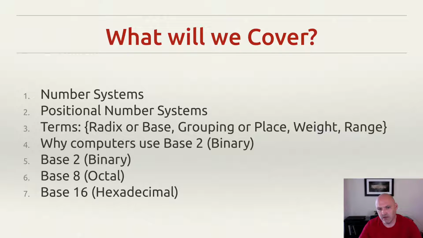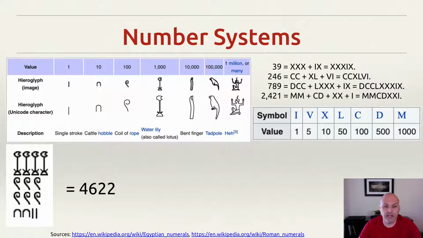Primarily, we're going to be talking about converting from decimal, the number system that we all know and use on a daily basis, to either binary, octal, or hex, or the reverse. We're going to look at how you take a binary number, an octal or a hexadecimal number, and convert it to decimal. Let's start by looking at some number systems that were used in the past.